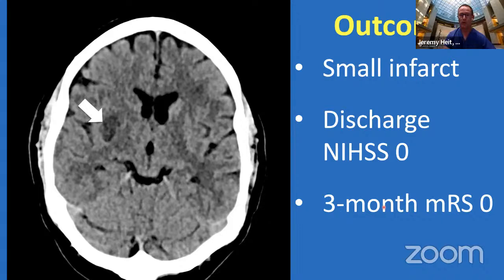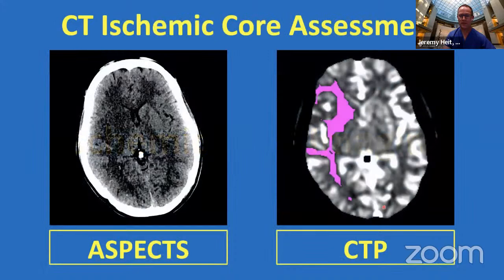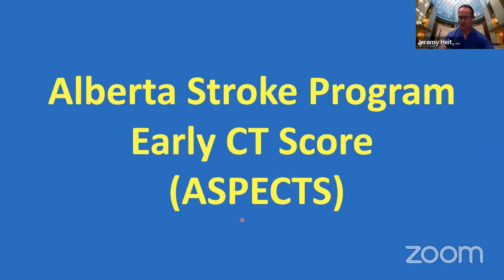So how do we image the core if it is important in selecting our patients? Well, you can do a few things if you're using CT. You can try to get some quantitative information by looking at a non-contrast CT, and a really common way to make that more quantitative is to use ASPECTS, which I'll talk about in a minute, or we can use CTP techniques. The Alberta Stroke Program Early CT Score is what ASPECTS stands for.